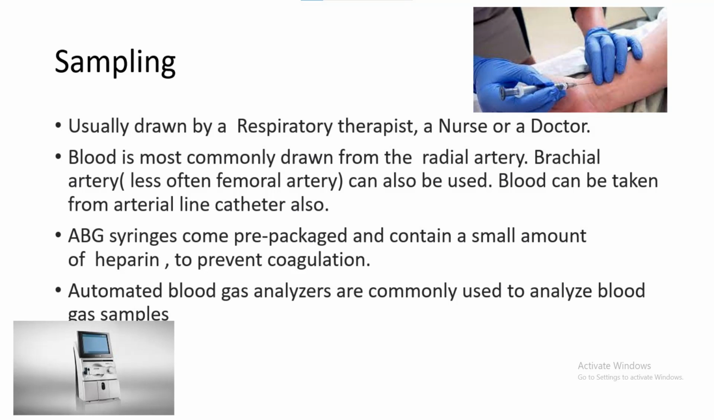Blood is most commonly drawn from the radial artery. The brachial artery, and less often the femoral artery, can also be used. Blood can also be taken from an arterial line catheter. ABG syringes come pre-packaged and contain a small amount of heparin to prevent coagulation. Automated blood gas analyzers are commonly used to analyze blood gas samples.